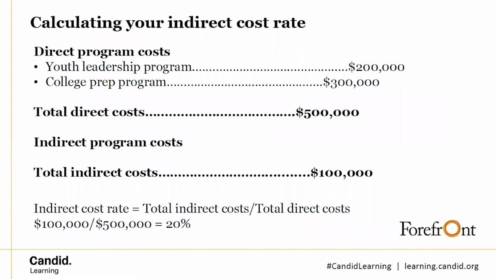So if you're looking at calculating your indirect cost rate, this again, a little bit like the fringe benefit rate, is something that can be done at an organizational level as well. If you are going to do it that way, then you would look at all of your programs and you would add up all of the direct costs for all of your programs.